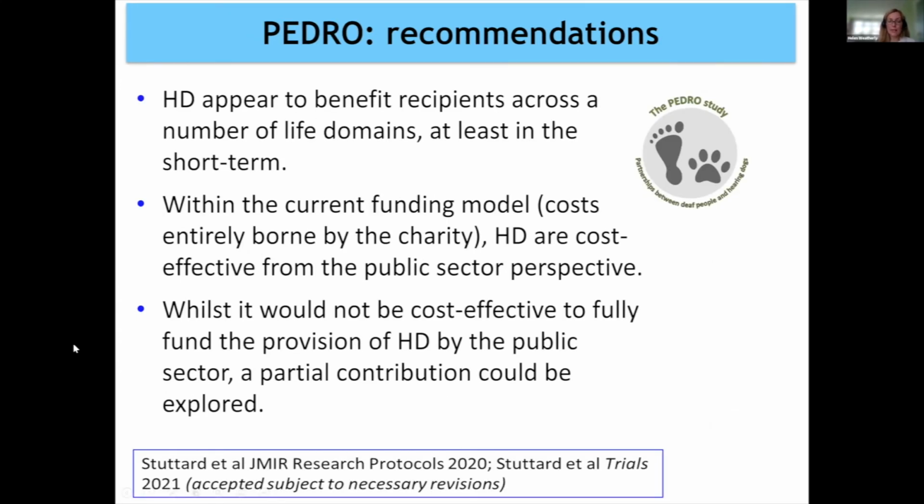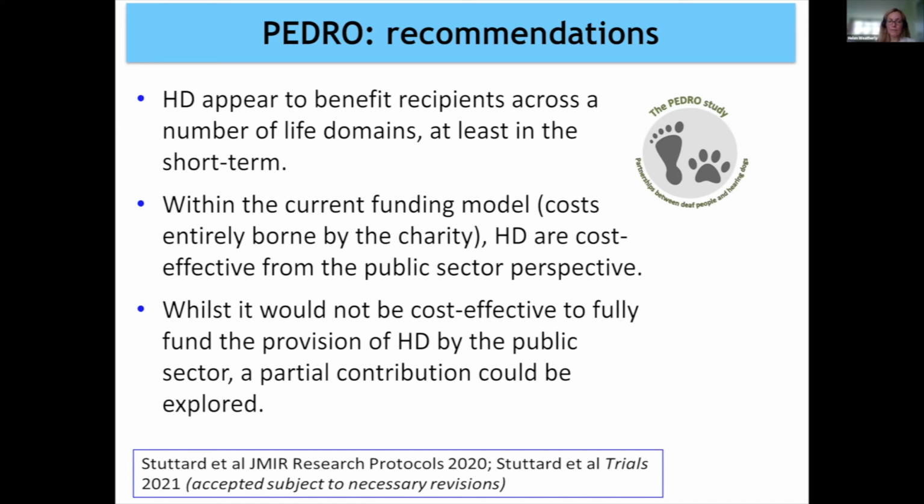So just to bring together some recommendations, we found that overall hearing dogs appear to benefit recipients in a whole range of life domains. You'll remember the slide I went through earlier on all kinds of dimensions. Obviously we focused on QALYs for the economic evaluation. I should say that we only looked at the impact over the first 6 months, from introduction of the dog to the 6-month time horizon.